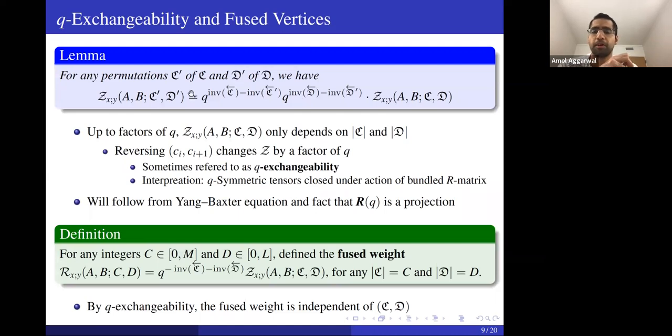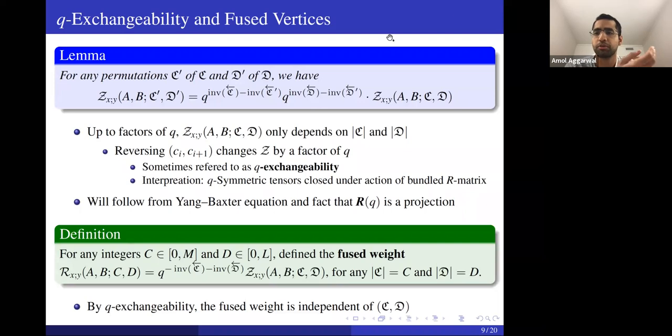Up to certain factors of q, what this is telling me is that Z with A, B, C, D doesn't depend on which permutation of C and D I pick. It only depends on the number of ones contained in C and the number of ones contained in D. More specifically, if you reverse C_i and C_{i+1}, that only changes Z by a factor of q or 1 over q, which is why we sometimes refer to this notion as q-exchangeability.